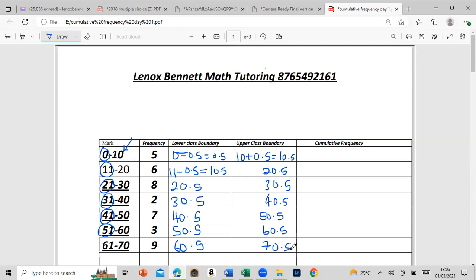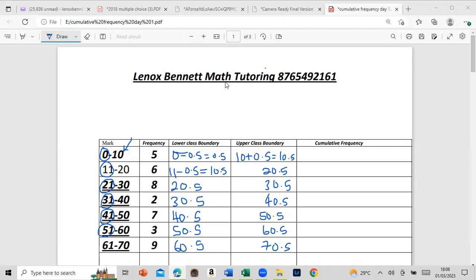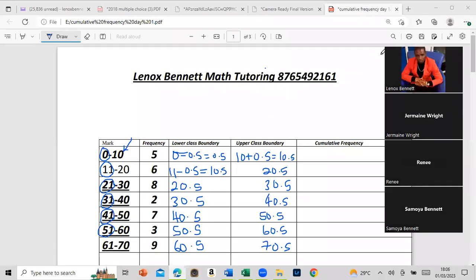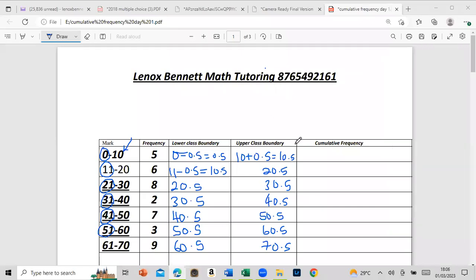And for the cumulative frequency, guys, it's not hard. Hold on, guys. I'm not sure right now. Alright. Sorry about that, guys.